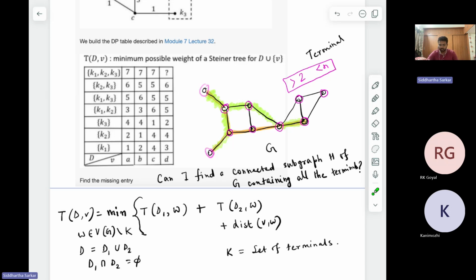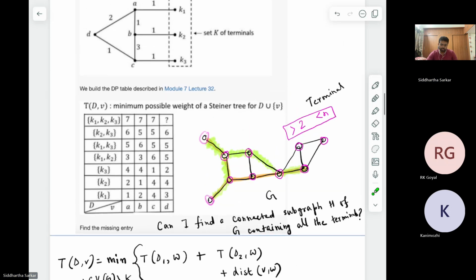Okay, so you are saying that in set cover we had allowed sets to overlap. Here we are saying that D1 and D2 do not overlap at all. Their intersection is empty.